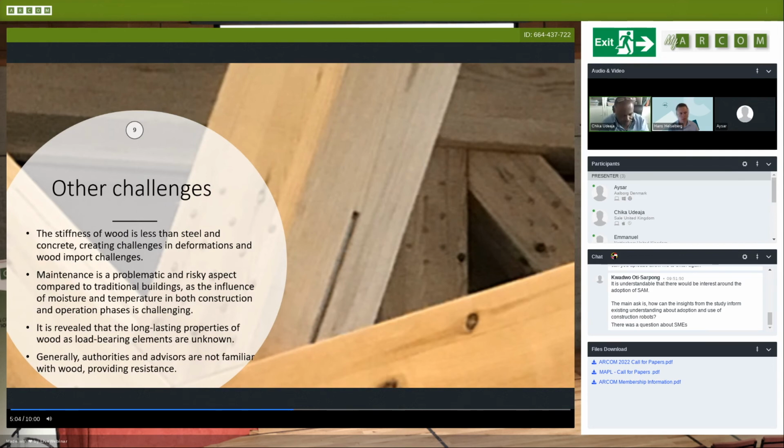Maintenance is a problematic and risky aspect compared to traditional materials, as the influence of moisture and temperature in both construction and operation phases is a challenging aspect. It's also revealed that the long-lasting properties of wood as load-bearing elements are not known. Generally, authorities and advisors are not familiar with wood, providing some resistance to use it.